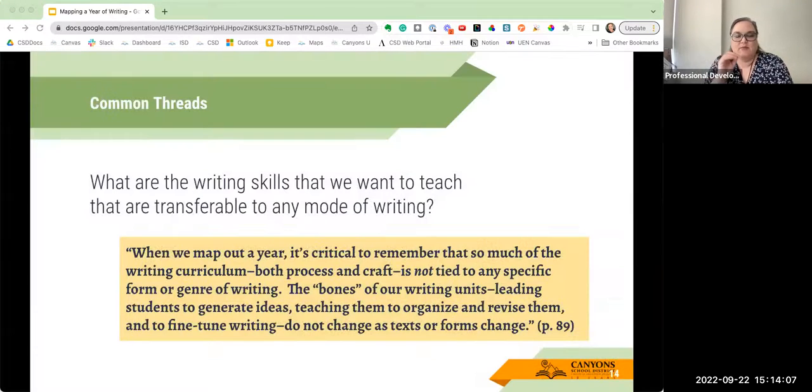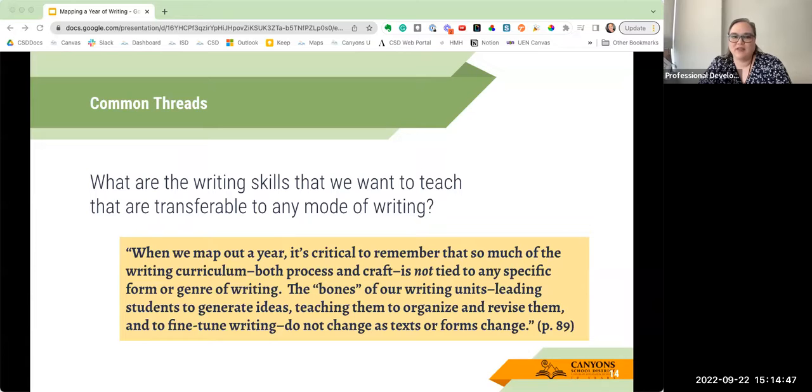Okay, common threads. This is a huge technique that they use, and I realized I did this, but not intentionally in my writing. So the common threads are the writing skills that you want to teach that are transferable to any mode of writing. This is a quote from page 89 that I feel like really summed it up best: when we map out a year, it's critical to remember that so much of the writing curriculum, both process and craft, is not tied to any specific form or genre of writing.